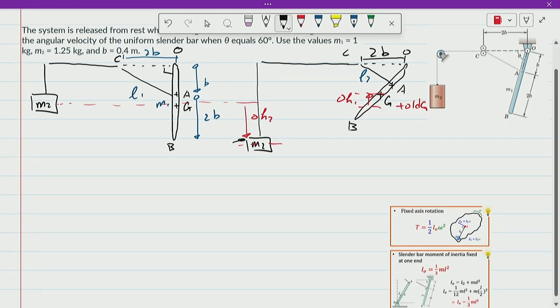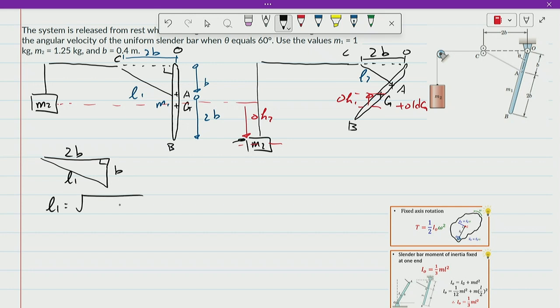Okay, more trigonometry. Ooh. This one is a little bit simpler. So at the start, to find L1, it's pretty straightforward. Square root of 2b squared plus b squared equals b times square root 5. Now, at the finish state, it's no longer a right triangle. Got 2b. This is b, even though it doesn't look like it. And that's L2.